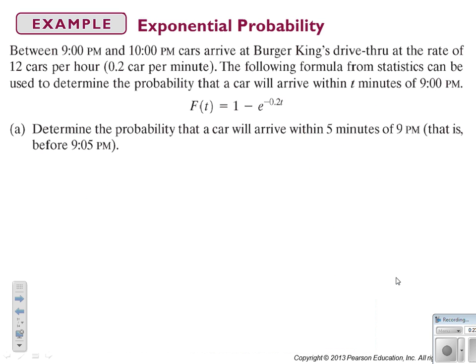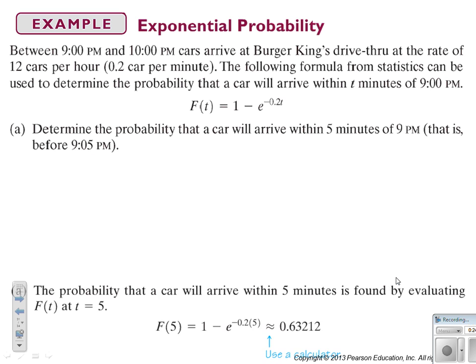All right, exponential probability. Between 9 and 10 p.m., cars arrive at Burger King's drive-thru at the rate of 12 cars per hour, which is 0.2 cars per minute. The following formula from statistics can be used to determine the probability that a car will arrive within t minutes of 9 p.m. Determine the probability that a car will arrive within 5 minutes of 9 p.m. That is before 9:05 p.m.